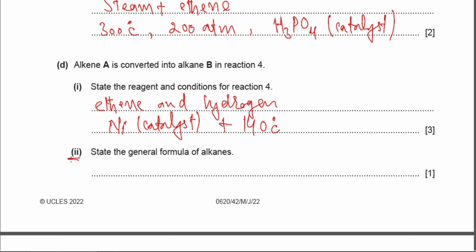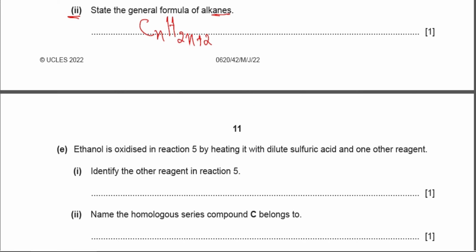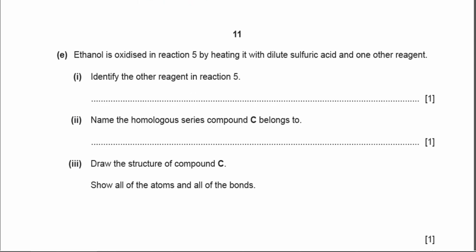Next in D2, state the general formula of alkanes. It is clearly mentioned alkanes, so it should be CnH2n plus 2. If it is alkene, then we can say CnH2n. If it is alcohol or alkanol, we can say CnH2n plus 2O. For carboxylic acid, CnH2nO2. But remember, whatever the demand, try to answer accordingly.